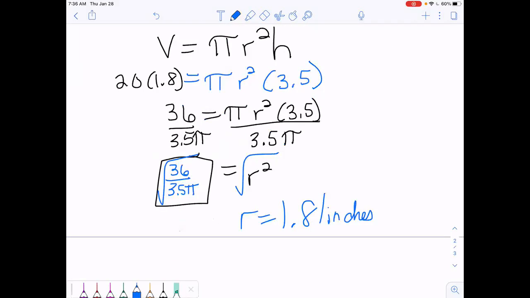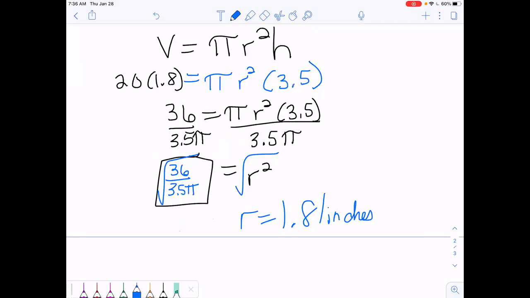Questions? So the little trick was to understand what volume actually means. Volume is space. Ounces is the amount of liquid that you have. That's how liquid is measured in fluid ounces, but it's a fluid. We need to know how much space it takes up. Questions?